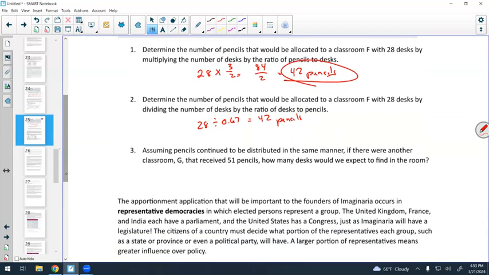Assuming the pencils continued to be distributed in the same manner, if there were another classroom G that received 51 pencils, how many desks would you find in the room? So we could take 51 pencils divided by 3 halves, or divided by 1.5, which gives us 34 desks.